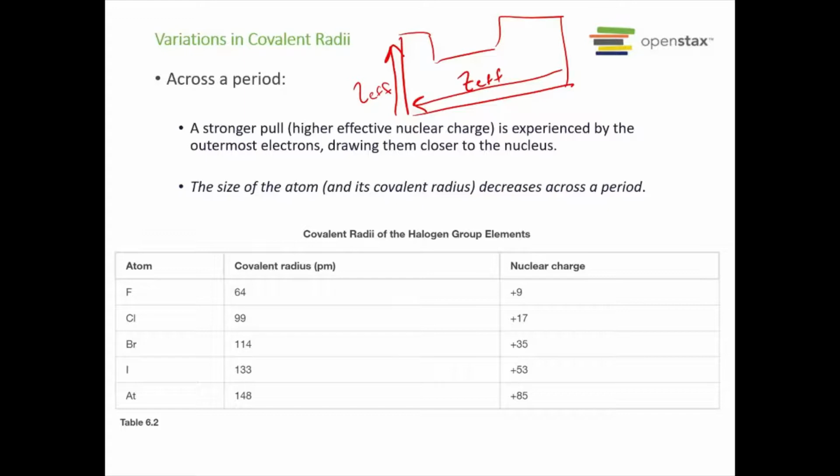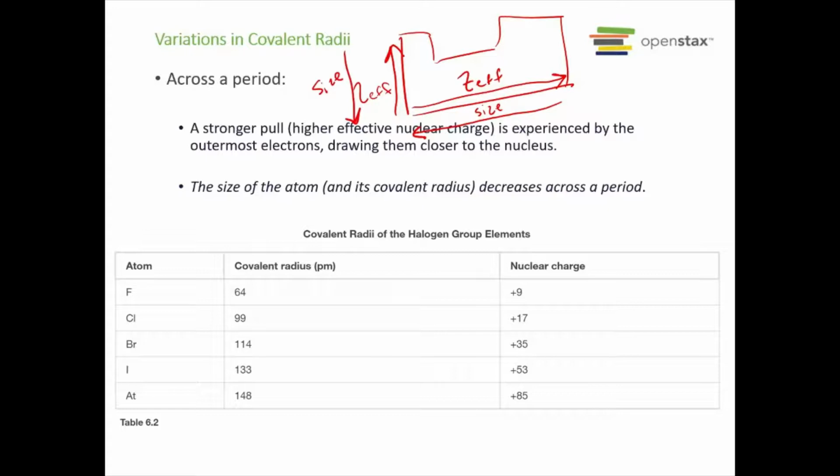Okay, so, oh, I'm sorry. Increases going left to right and bottom to top. Okay. So the size of an atom, that's what I was looking at when I drew that arrow. The size of an atom gets bigger going from right to left, or gets smaller going left to right, and gets bigger going top to bottom.